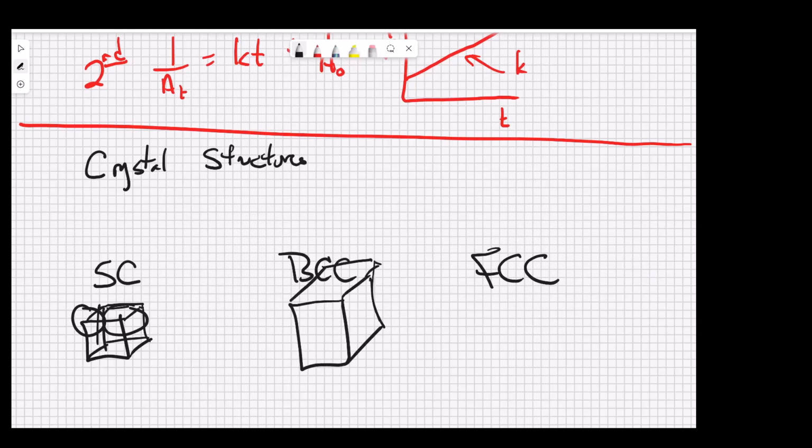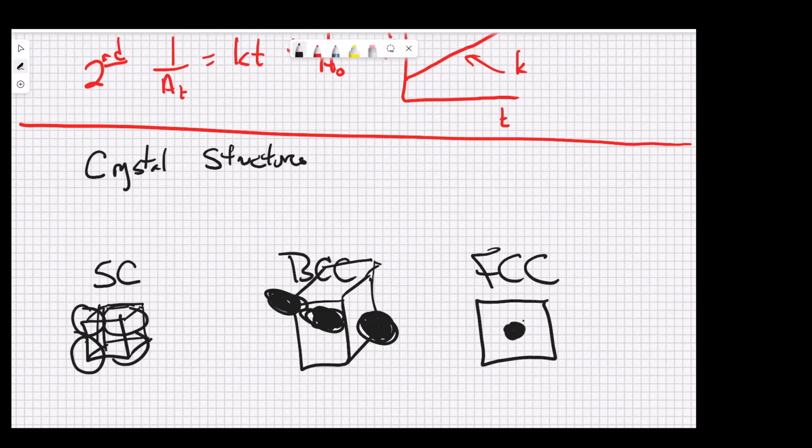Body-centered cubic means that the atoms touch along the body diagonal of the cube. So there would be one in the center here, there'd be one here, and there'd be one back here. But they'd be big enough that they touch along that diagonal. Okay? Face-centered cubic means that there's one in the middle of the face of the cube. There's one on the corner here, and there's one on the corner here. Right?